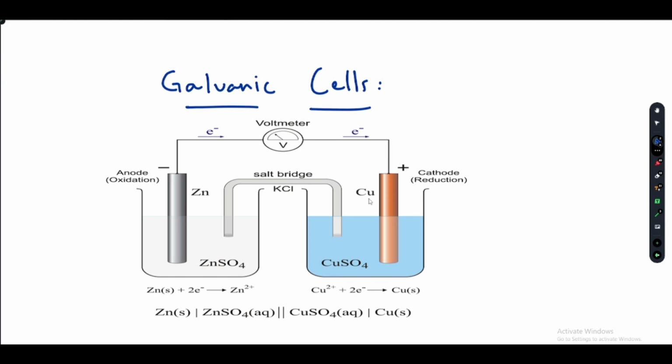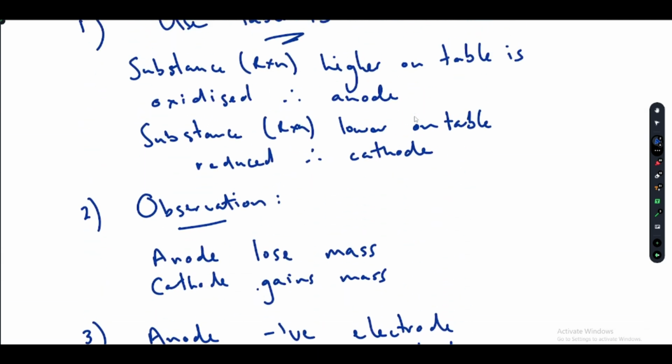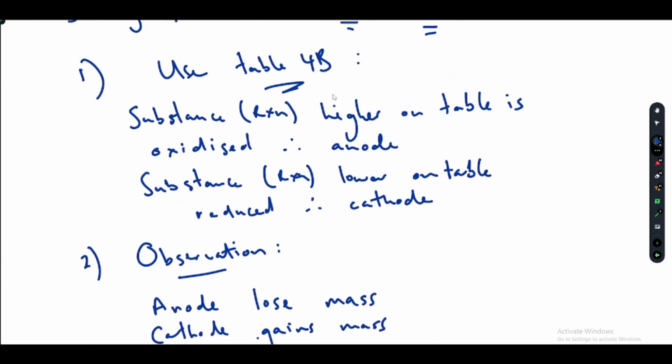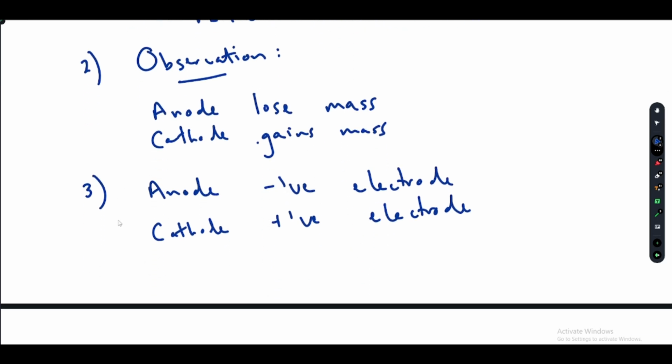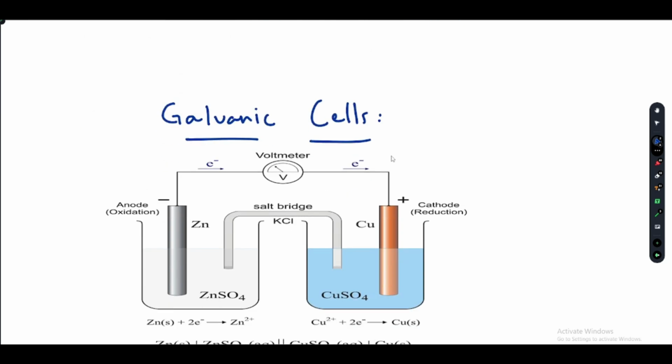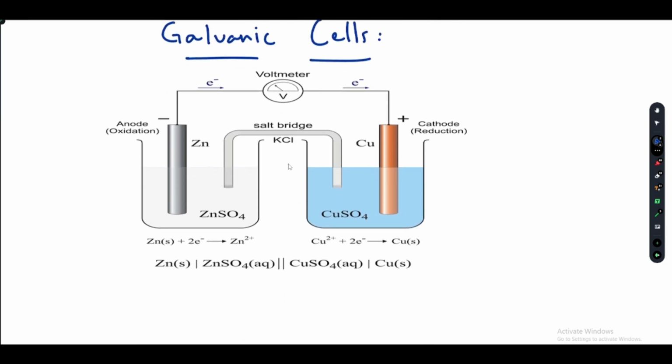There are, as discussed in the previous video, three ways to determine anode and cathode. Those three ways would have been through the use of table 4b, our table of standard potentials, through observations in terms of loss or gain in mass, or knowing which electrode is positive and which is negative, whichever information is supplied to us. We would use that to determine which of the two electrodes is the anode and cathode.